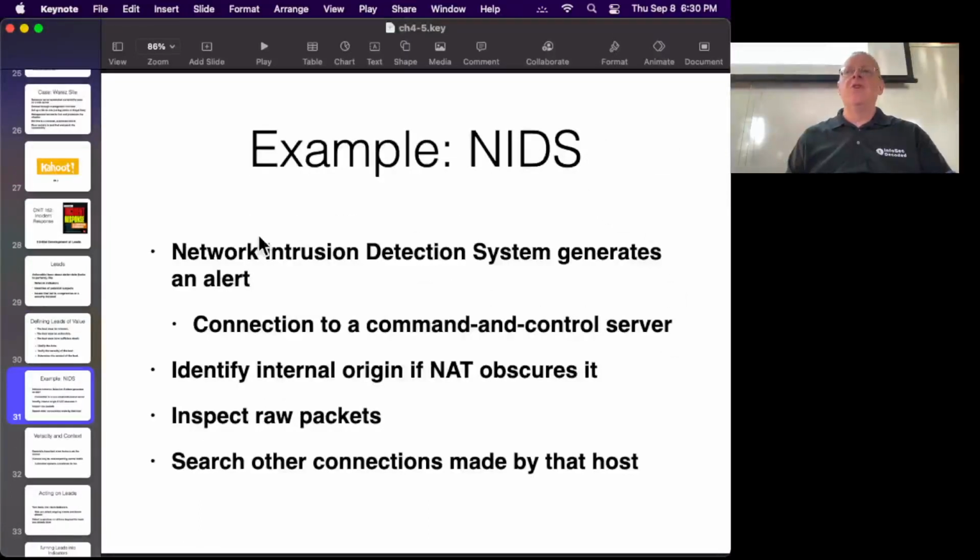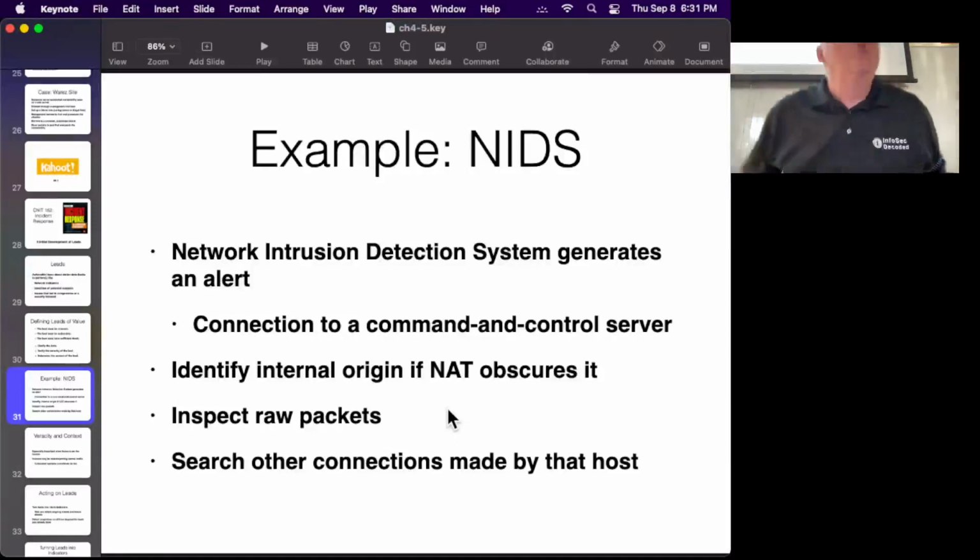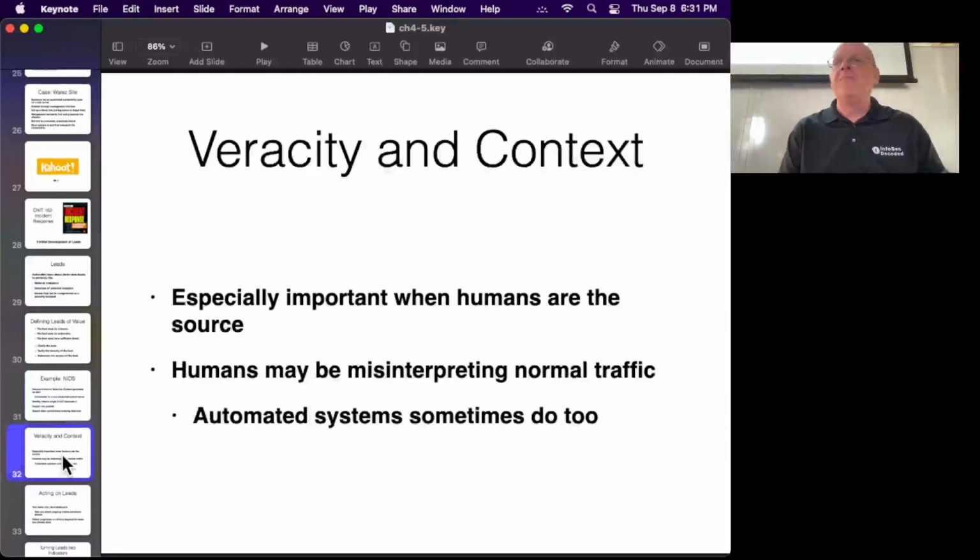So for example, if your network intrusion detection system generates an alert, that means it has detected some suspicious network traffic, which it calls connection to a command and control server. So try to identify what machine it came from, if you can. Your network address translation might make that difficult. And then you can look at the raw packets to see if it's really sending what looks like beacons to that machine. Look for other connections sent by that host in the network logs, or inspect that machine directly. And then you can get a clue whether it really looks like that machine has actually been hacked and is actually doing something malicious or not.